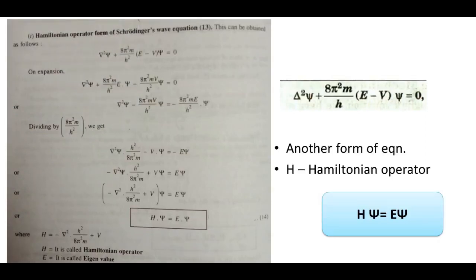This equation is the Schrödinger wave equation that we have studied in our previous slides, and this equation can also be written simply in this form. Here H is designated for the Hamiltonian operator, psi represents the wave function, and E represents the energy. This form can be arrived at by expanding the Laplacian operator form of the Schrödinger equation, and the derivation I have given on the left hand side of this slide.